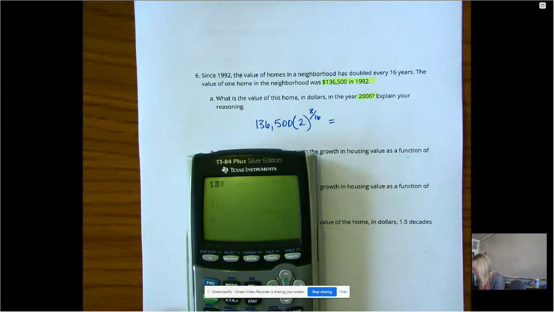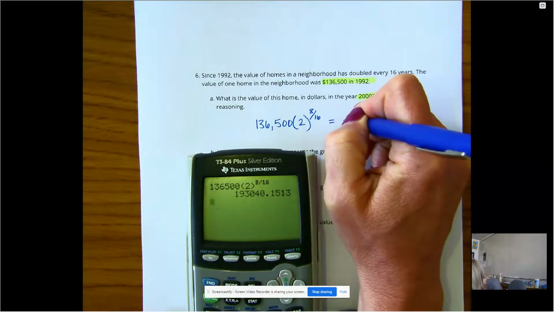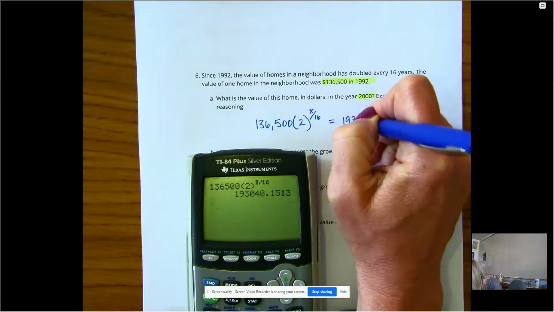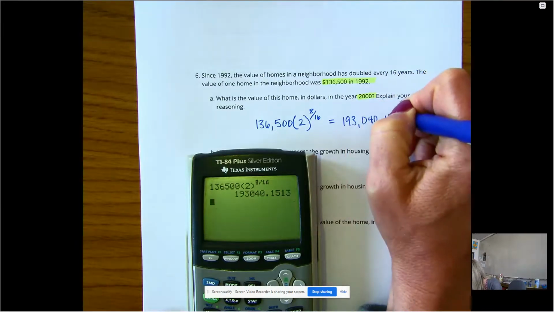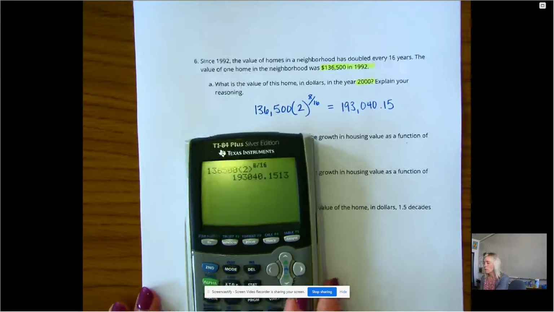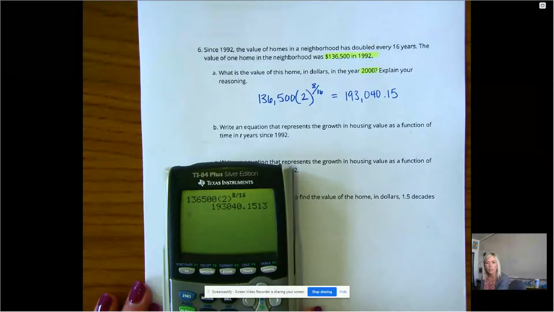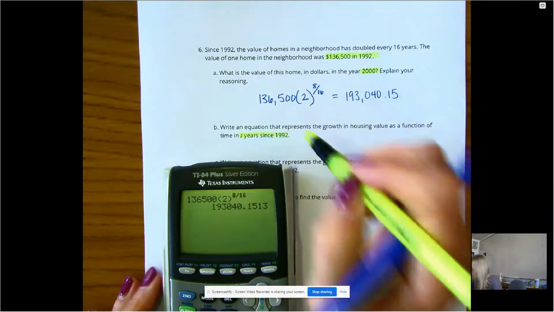And so 136,500 times 2 to the 8/16 is equal to $193,040.15. We don't usually have cents on the price or value of a home, but why not? It's dollars and cents. For part B, write an equation that represents the growth in housing value as a function of time T years since 1992.